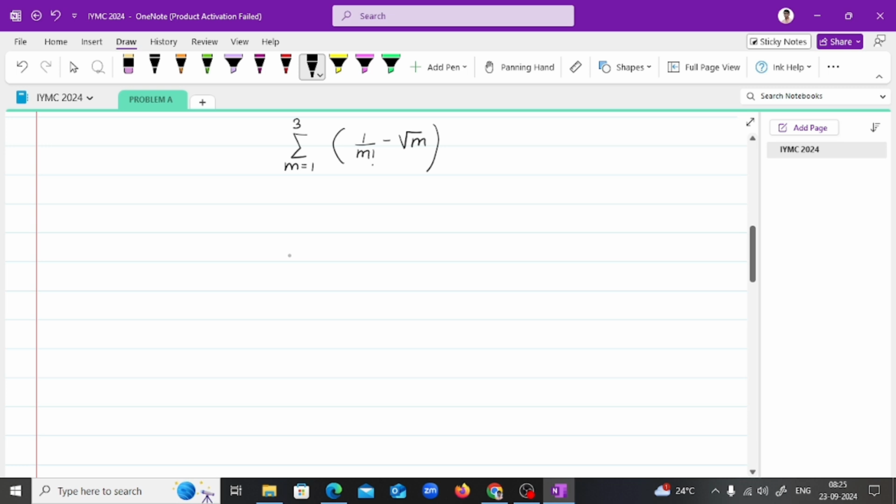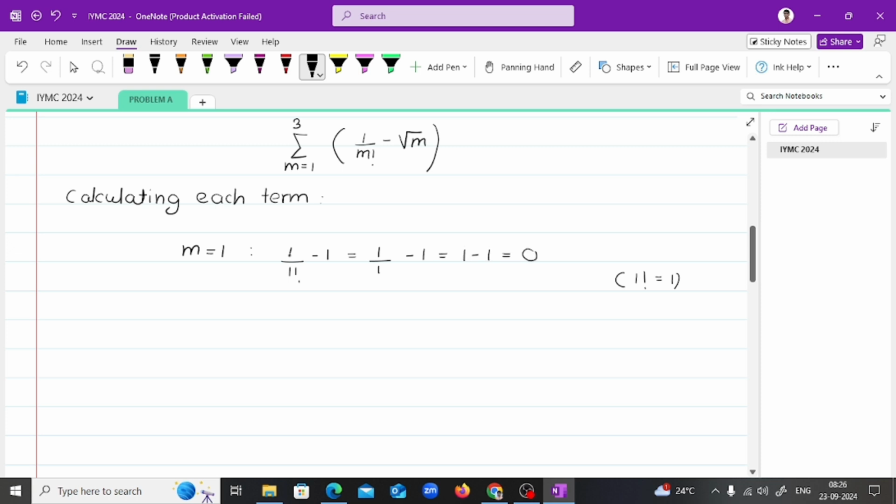Okay, so now I will write here, calculating each term. First we will calculate the value of this bracket, that is 1 upon m factorial minus square root of m, for the value m is equal to 1. So for m is equal to 1, it will be 1 upon 1 factorial minus 1, and we know that 1 factorial is nothing but 1. So 1 upon 1 minus 1, which is equal to 1 minus 1, which is equal to 0.